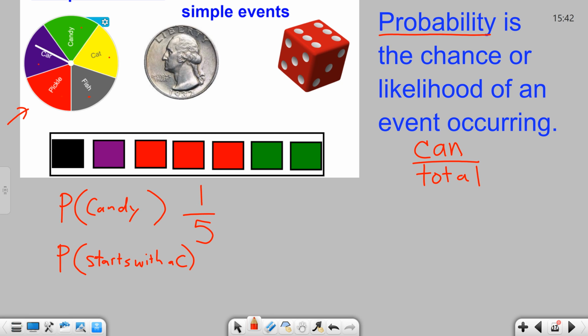Now, there's still 5 things that could happen. That's still my total sample space down there at the bottom. How many of them start with a C? Cat, candy, car. I have 3 ways to win that. So again, there's 3 of my cans out of the 5 total things that could happen.